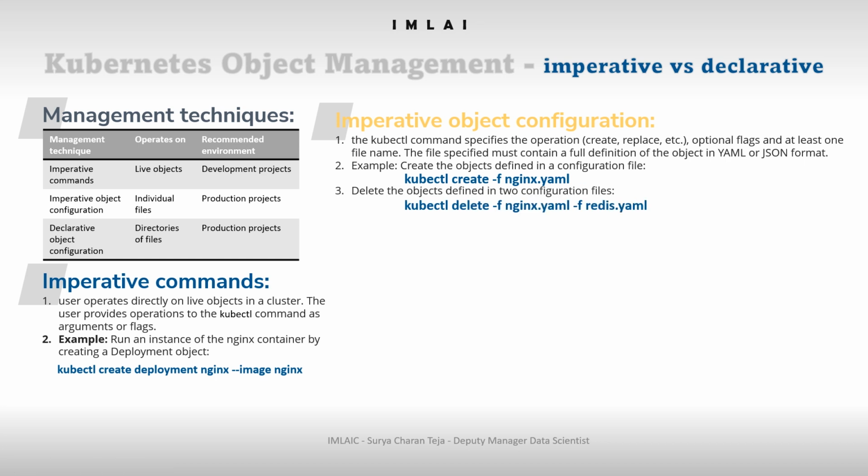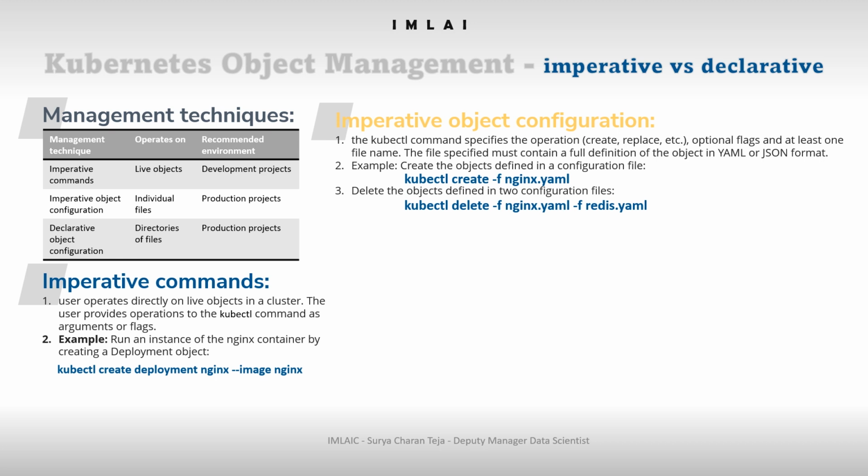So if you want to delete the objects defined in the configuration file, so if you have two configuration files, still you can delete it easily. Again, you have to use that configuration file only, even if you want to delete it. To delete that, you have to mention kubectl delete -f nginx.yaml, that is one configuration file or definition file, and redis.yaml file, this is another configuration file or definition file.